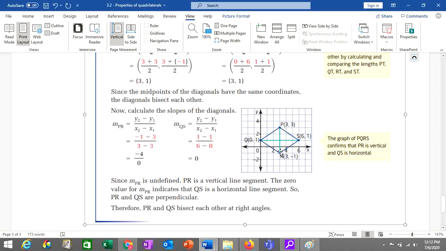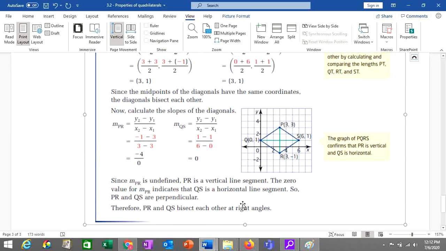Let's see if you can remember, what is the slope of a vertical line? The slope of a vertical line is undefined, so you're going to get some number over 0, and then you can't divide it. Let's see if that happens. We sub in points P and R into the slope formula, so we get negative 1 minus 3 over 3 minus 3. Yes, we do get a 0 on the bottom, so this is undefined. So we know that this line is vertical, this line is horizontal, so they do intersect at 90 degrees.